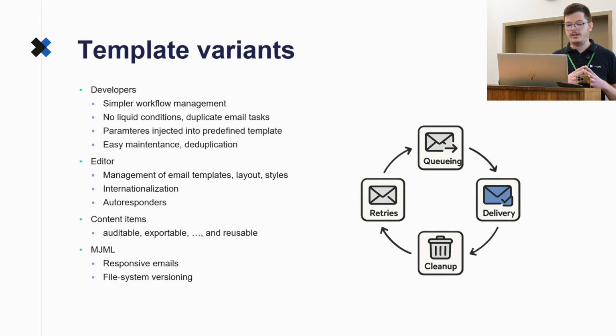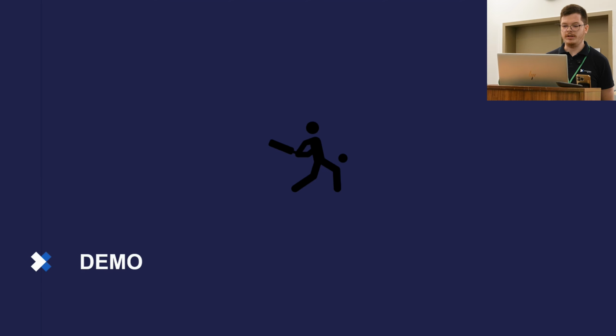And the last thing is that we also added support for MJML, which is a templating language specifically for responsive email templates. And we also support loading them from the file system so they can be versioned by source control by developers. That's all from the presentation itself. Let's take a look at the demonstration.